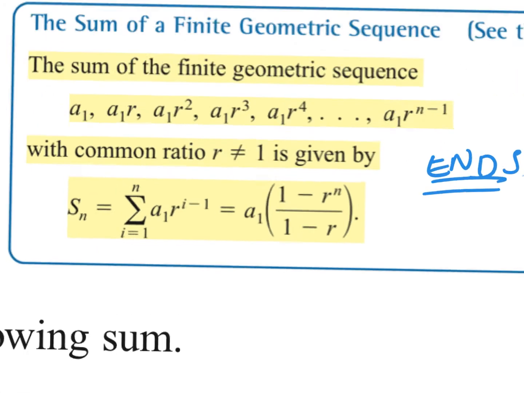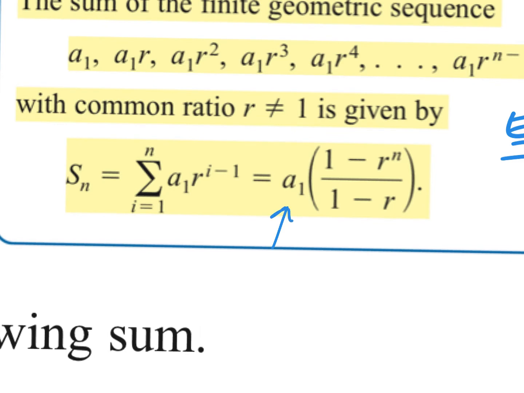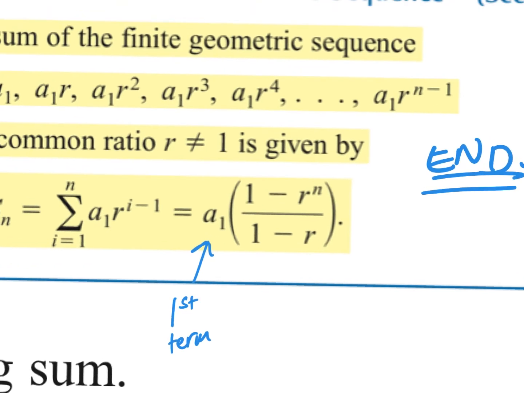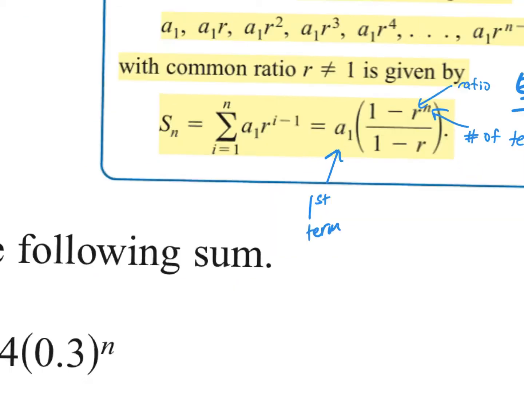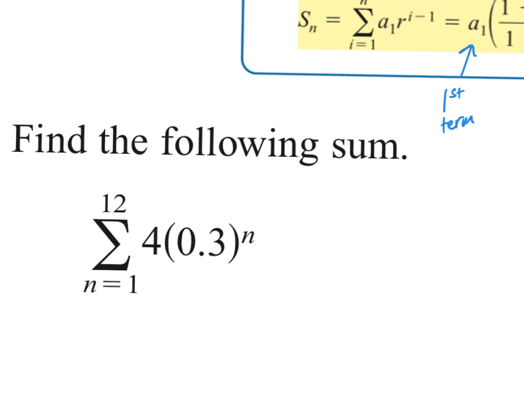So there's different pieces to this formula. Your a sub 1 is your first term, correct? Your r, what is r? Your ratio, what you're multiplying by. And what is n? It's the number of terms. Now, some of you guys have issues knowing how many terms there are. So I'm going to show you a little thing that you can work on here.